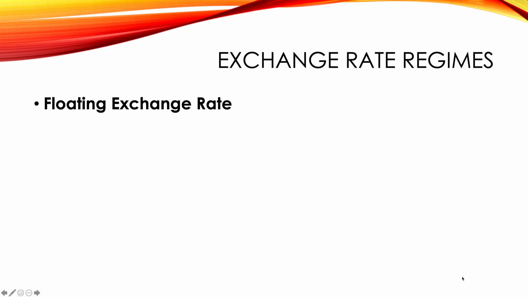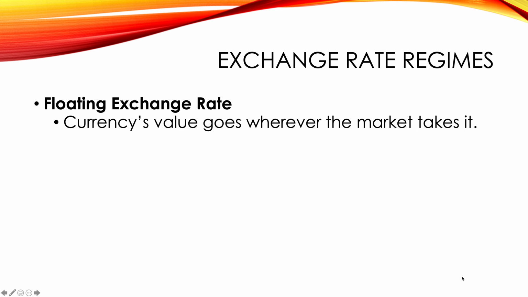So the first one, which most countries of the world use, is what's called a floating exchange rate system, which means a currency's value goes wherever the market takes it. In other words, in the graphs that we looked at in the previous video, whatever supply and demand for that currency dictate, that's what the currency's value is. The government does not meddle in trying to affect the value of their currency. It's just floating.